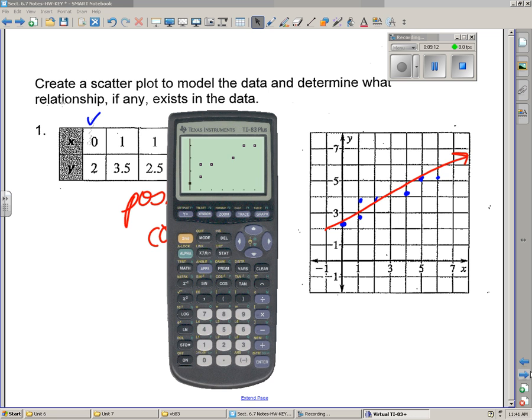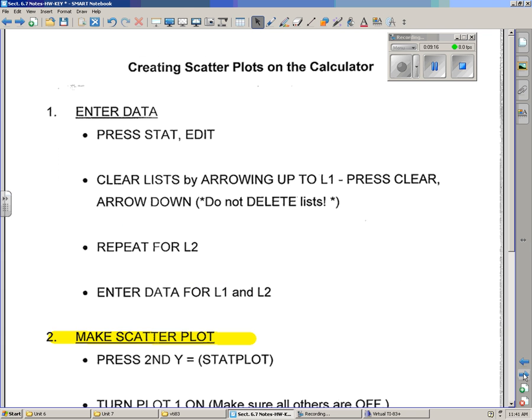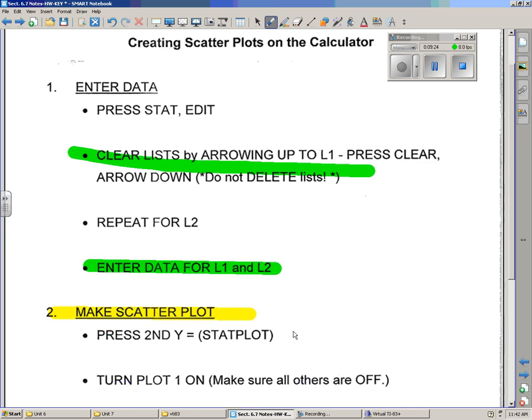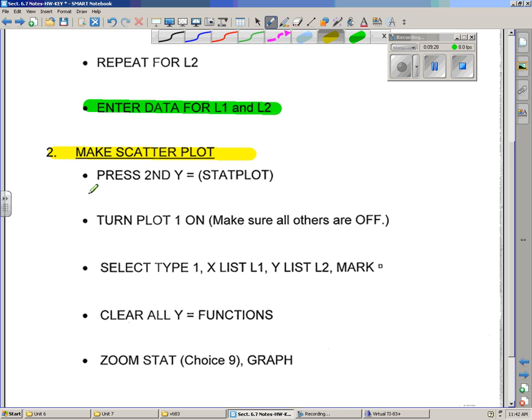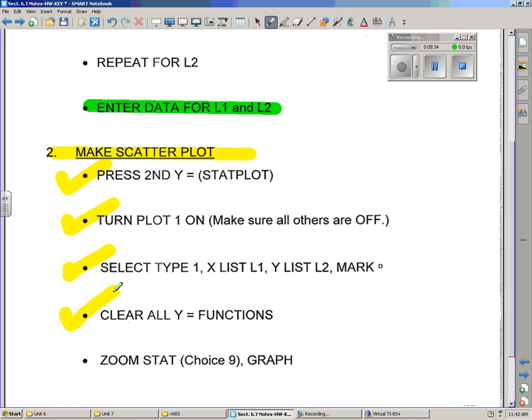So feel free to try the next one on your own. When you do the next one, you're going to have to go back to the beginning and clear all your data. So you have to clear those lists and then enter everything in. Then you're going to have to do this next step all over again, so you make your scatter plot. This will already be done, this will already be done, this will already be done, and this will already be done. But when you do the second one with the marriages, you've got to do the zoom 9 again.